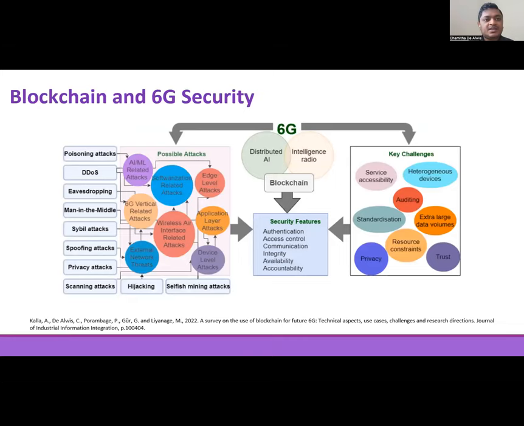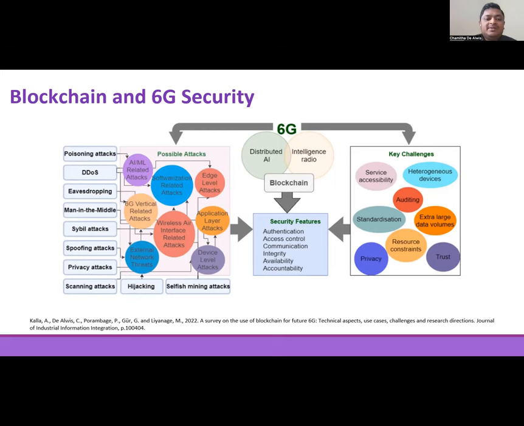So blockchain is another buzzword that's being used in many places. So blockchain is the technology that powers Bitcoin, though it has many other capabilities, and it's been identified as a core technology that will back many future networks and applications. So if you look at different types of attacks and different types of challenges in mitigating these attacks, blockchain comes as a solution which provides secure authentication, access control, integrity, accountability, transparency, and all those kind of things.